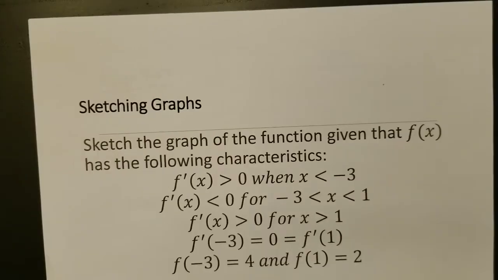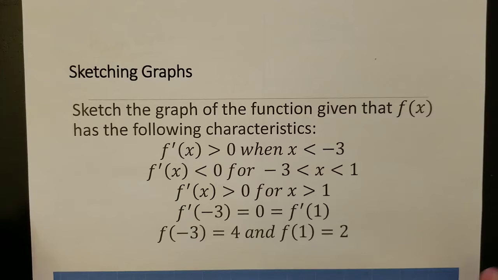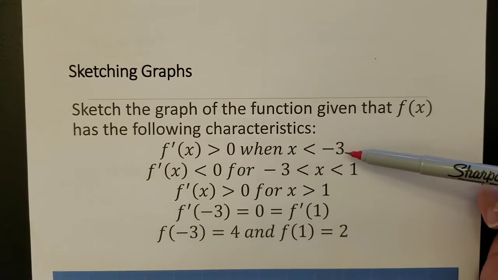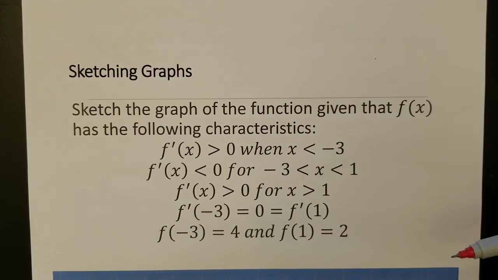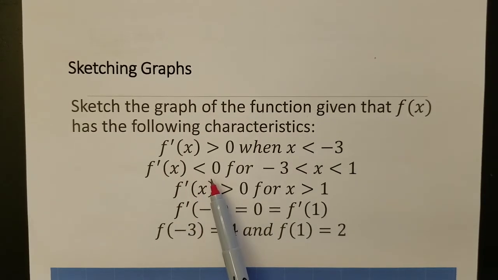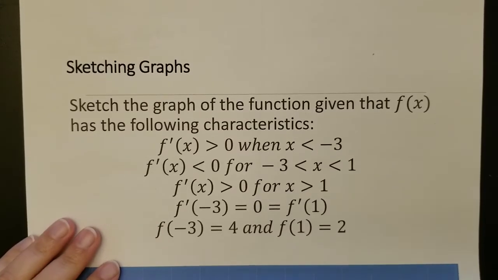So I'm going to do the same thing with the next question. Again, I'm given some information about a function. This time it says that the derivative is positive when x is less than -3. So remember, a positive derivative means that the function is increasing. And then between -3 and 1, the derivative is negative, less than 0. And again, that's going to mean a decreasing function. And then a positive derivative after x equals 1, which means an increasing function.